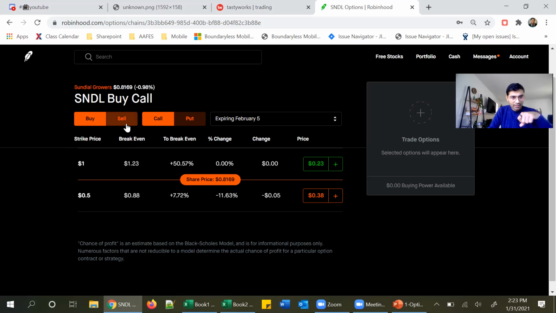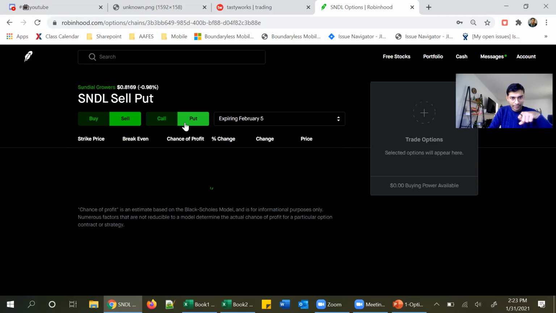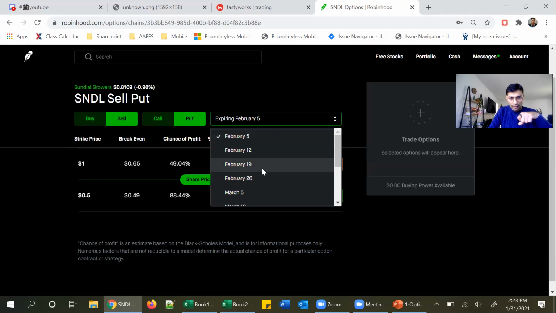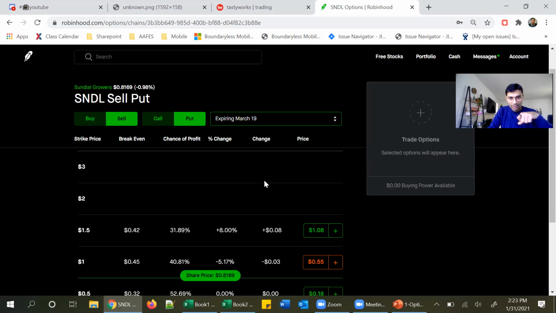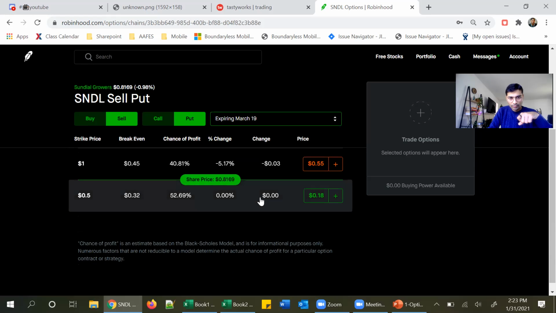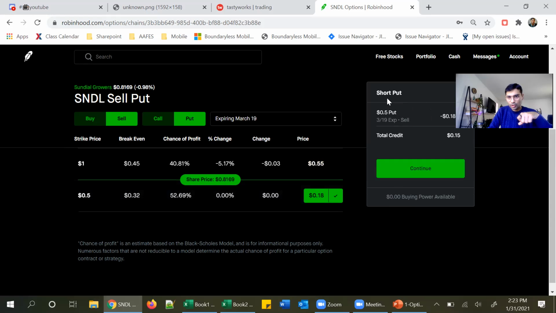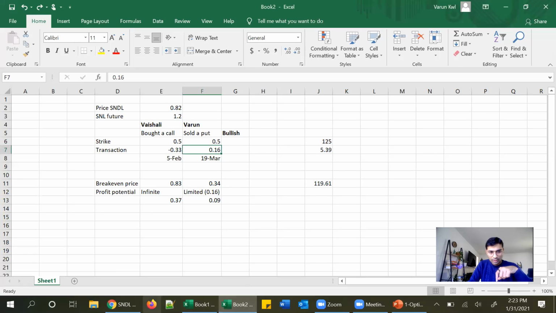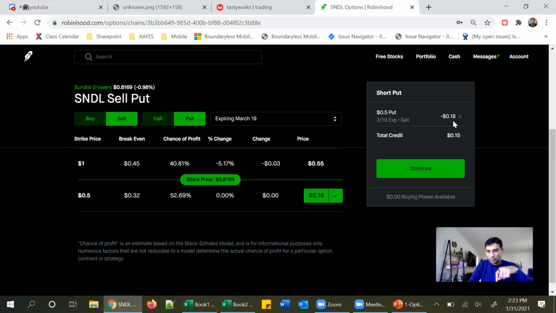But what I have done here is I have gone to sell and put. So now I'm selling a put. I generally do 45 to 60 day contracts, so March 19th is the right time for me. I have placed this particular contract here. Short put, short is nothing but selling. Short put at 0.5, and it is giving 0.18. Now it is actually giving more premium. I got 0.16, and right now it is showing a little bit more premium.